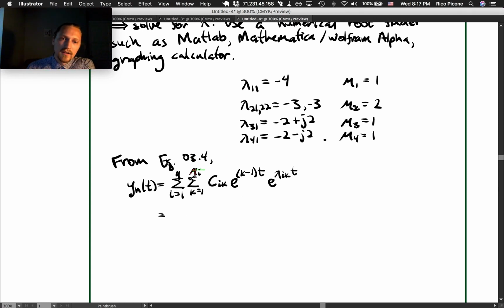When i equals 1, we have c 1. When i equals 1, we're talking about this root. It's distinct, multiplicity 1, so mu i is 1. So the sum from k equals 1 to 1, so k is just equal to 1. So we have c 1 1, e to the k is 1, right? So e to the 0 t.